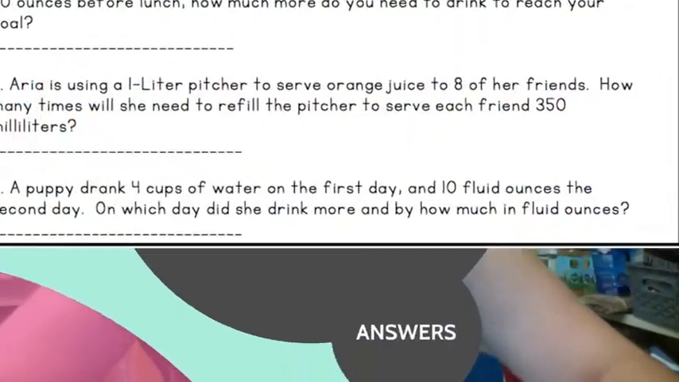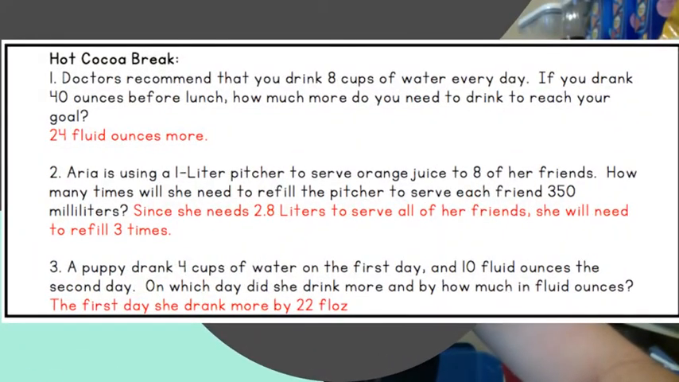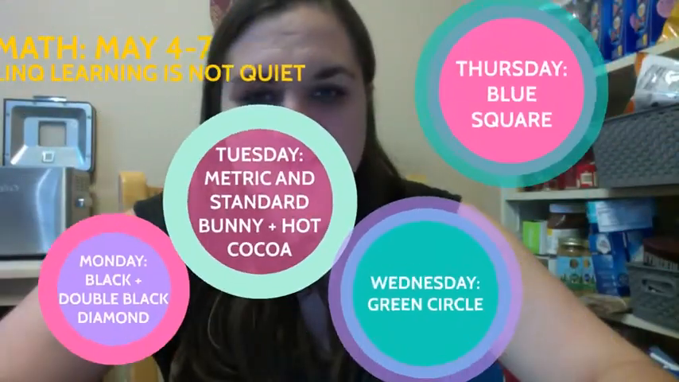To figure that out, I need to subtract 32 minus 10. So 32 minus 10, I'm taking away 10. So I'm imagining 3 lines and 2 dots. And then I'm taking away one of those lines. So then it's 2 lines and 2 dots. So that'd be 22 fluid ounces. Just some mental math help. So yep, the first day she drank more and by 22 fluid ounces.